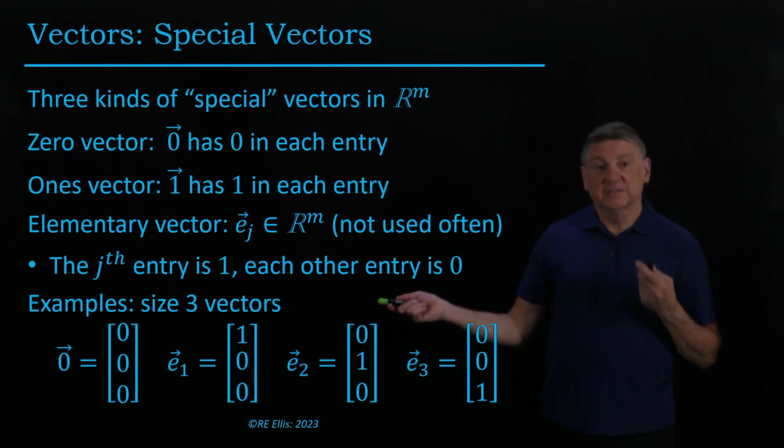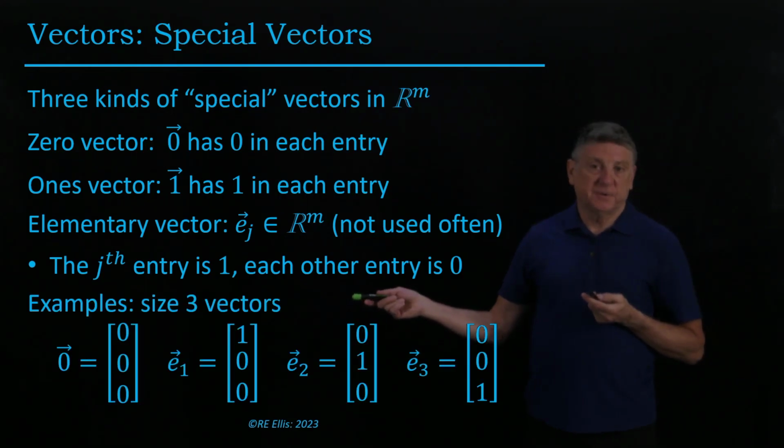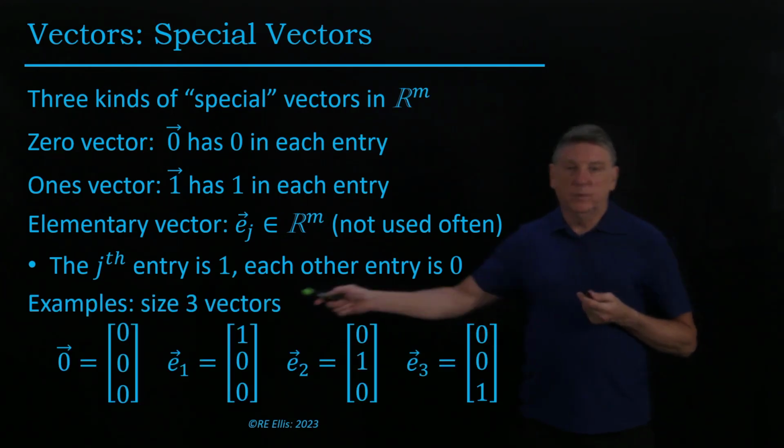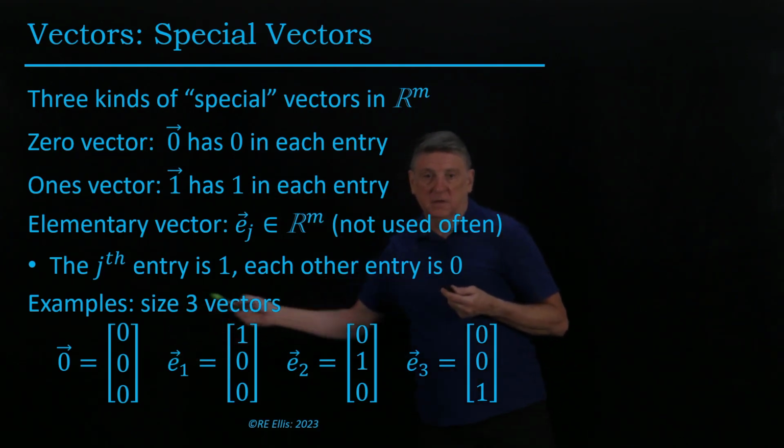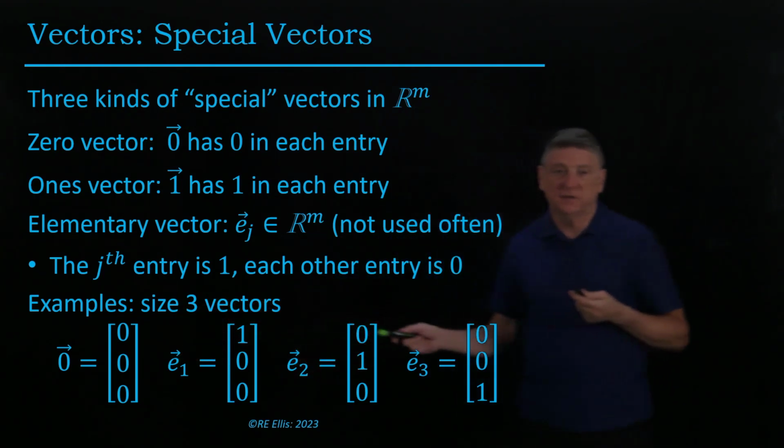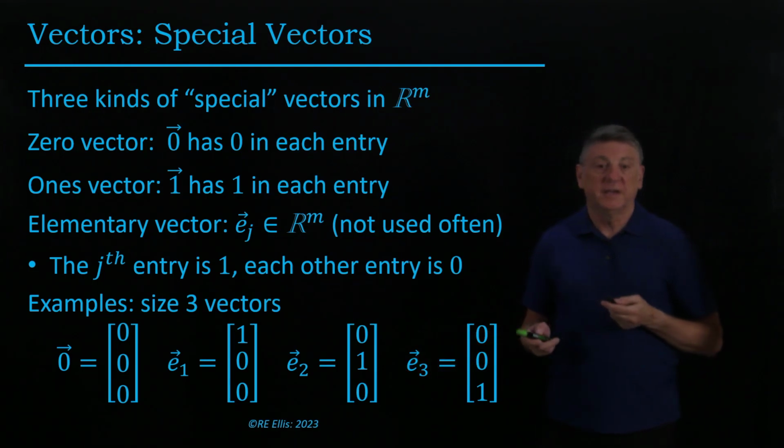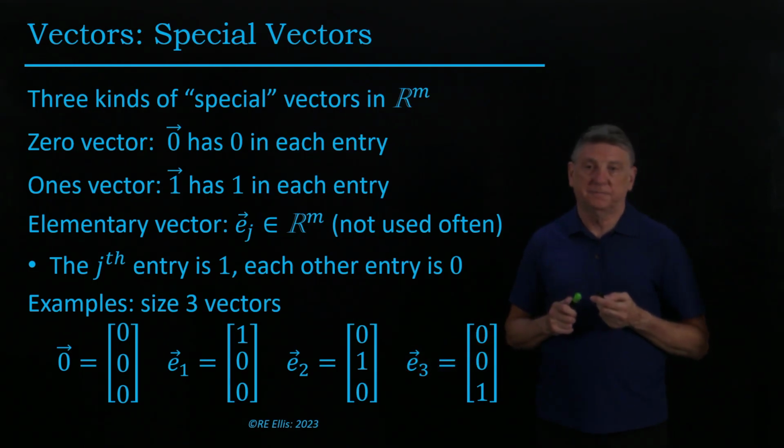Let's look at the three kinds of special vectors that we have. So here we have the 0 vector. Here we have the first elementary vector. Here we have the second elementary vector. Here we have the third elementary vector.